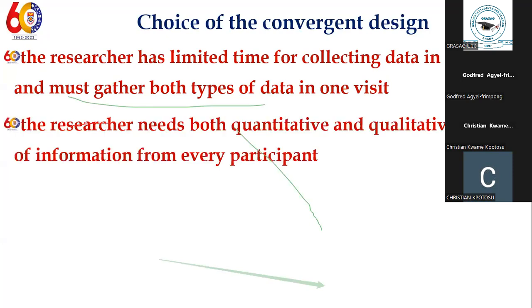Two, if the researcher needs both quantitative and qualitative forms of information from every participant, someone may say, how can this be possible? It's not possible to collect data from all participants per se. But there are situations where our sample size becomes the population. Let's take some of these organizations, their staff. Their staff are not even up to 30. So from these people, you can issue quantitative instruments to them to respond to.